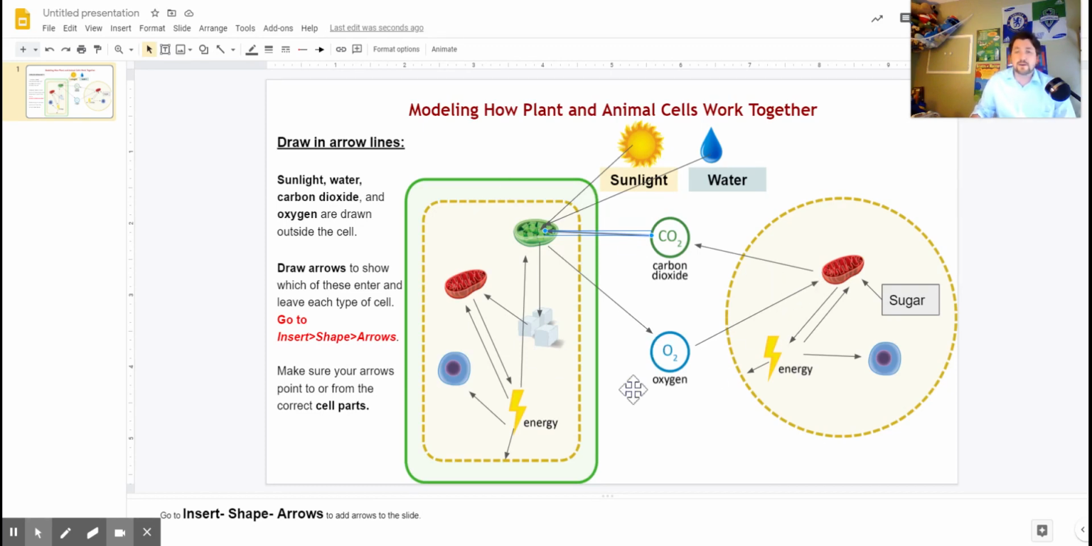And the pattern continues. So use this information to help you with your explanation on Tuesday's and Wednesday's little assignment where you're diagramming how organelles within the cell are working together. Hope this helps.